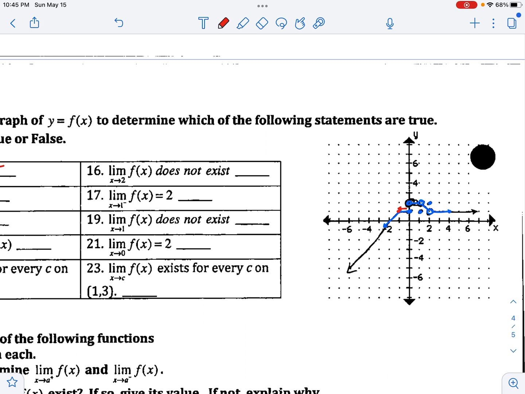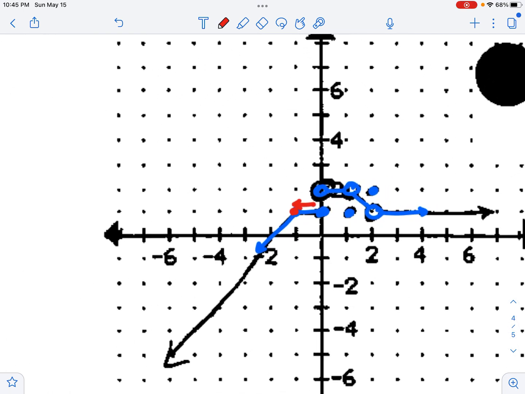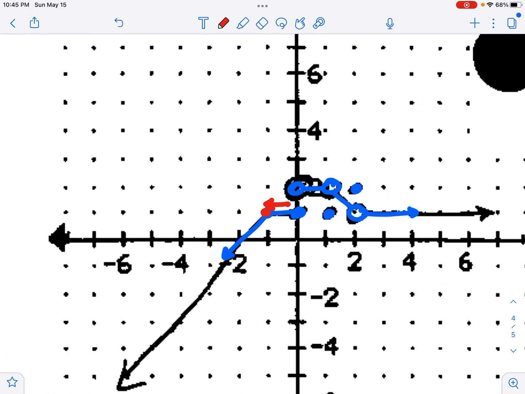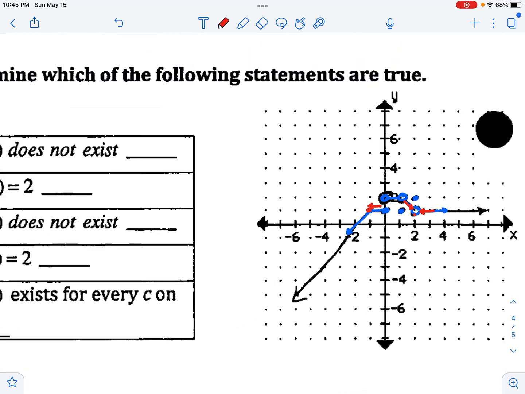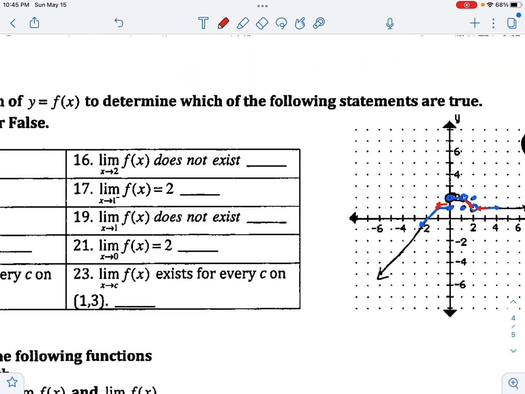Okay? It says the limit as x approaches 2 does not exist. Well, in order for that to occur, that means from the left and the right, they have to have different values. But as I look at it, as I'm approaching 2 from the left, I'm approaching the point 1. And as I'm approaching 2 from the right, I'm also approaching the point 1. And since I'm approaching a y value of 1 for both the negative and the positive, then the limit does exist and it's equal to 1. So therefore, I am going to say that this is false.